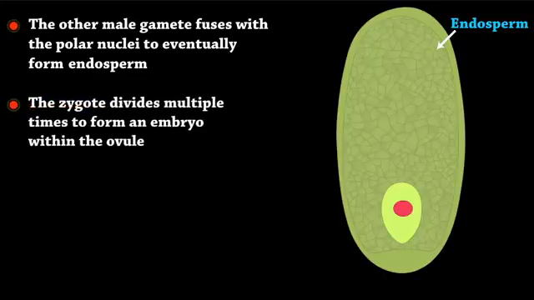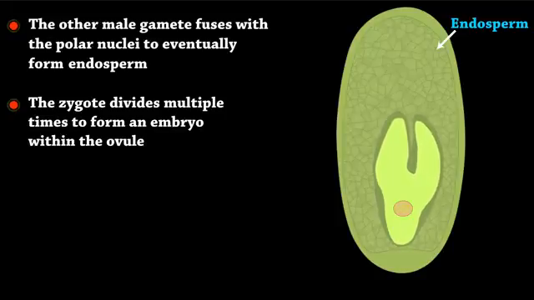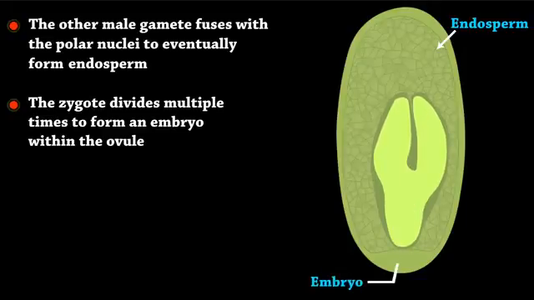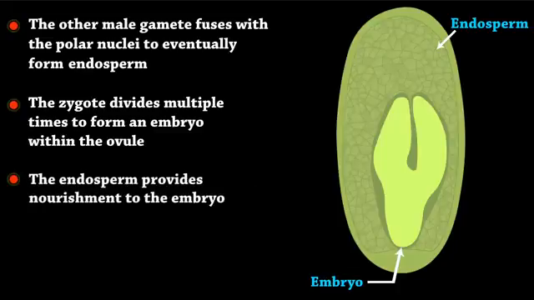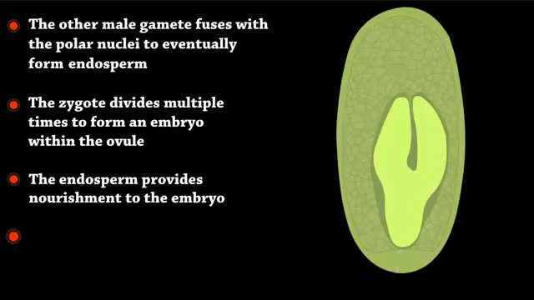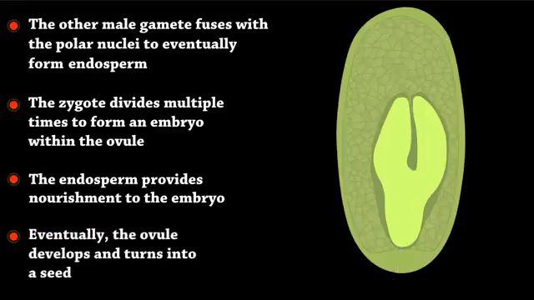The zygote divides multiple times to form an embryo within the ovule. The endosperm provides nourishment to the embryo. Eventually, the ovule develops and turns into a seed.